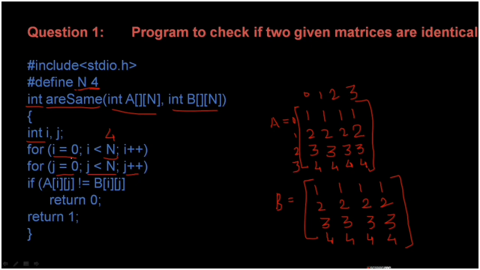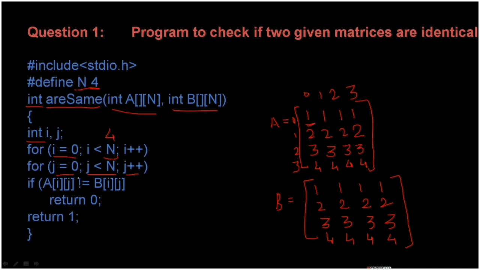So in the first iteration, i is equals to 0. When i is equals to 0, 0 is less than 4. The condition is true. j is equals to 0, j is less than 4. 0 is less than 4. Condition is satisfied. If A of i j, that is A of 0 comma 0, that is A of 0 comma 0 is this one.